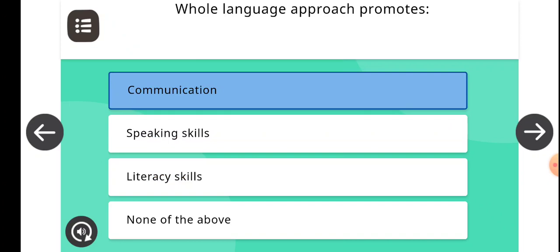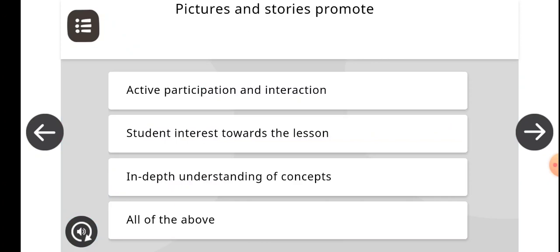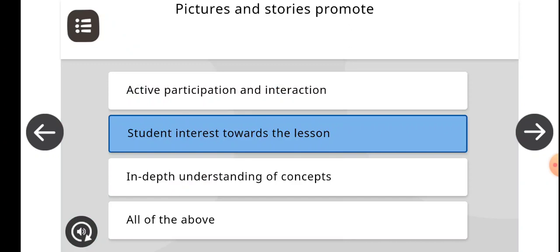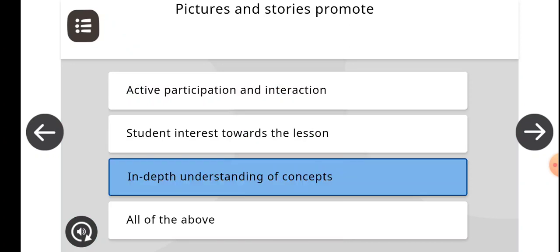Next, pictures and stories promote what? What is the use of pictures and stories in the textbook? They promote active participation and interactions, or they make students interested in the lesson, or they give in-depth understanding of concepts. All these three are right.